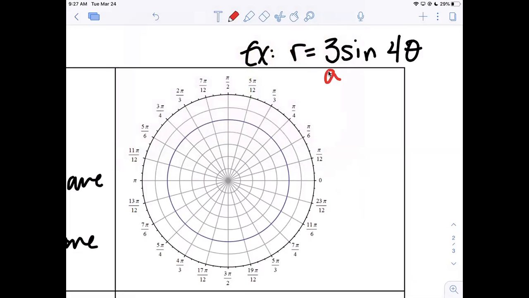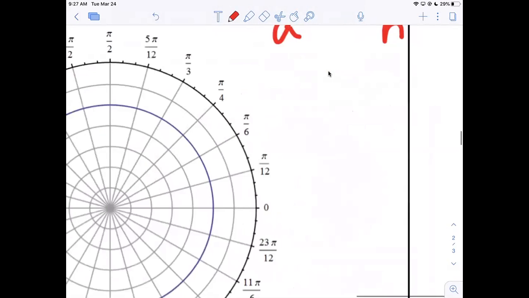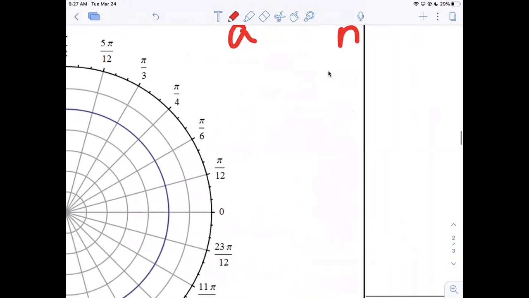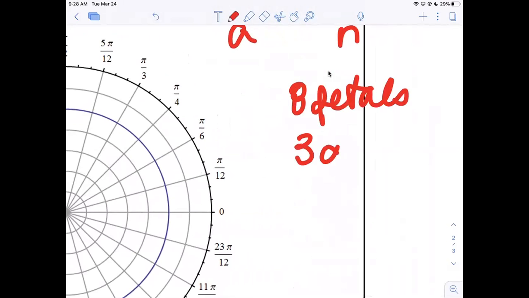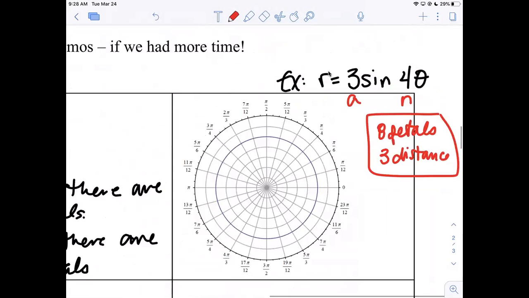My A is my 3, so that means that my farthest distance away will be 3, and then my N is 4. 4 refers to N. We just talked about number of petals with N, so from knowing nothing else, N this time is even, so that means that there's 2N, or 2 times 4 petals. It means that I've got 8 petals on this picture. And then my farthest distance is 3. So those are what those A and N numbers mean here.